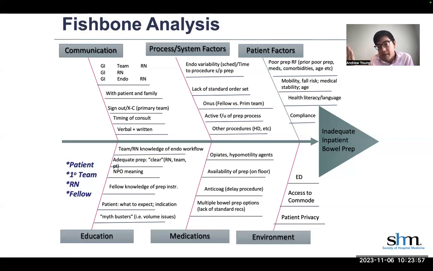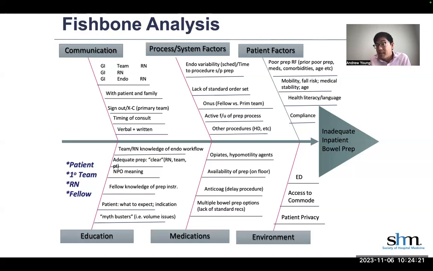Maybe there's some myths, right? Maybe there's some myths about volume issues with bowel prep. And then maybe there's some medication issues. Maybe the patients are on opiates, so they're not getting bowel prep because of that. Maybe the prep isn't available on the floor, and that's leading to delays in administration. Maybe the patient gets anticoagulation, and so that delays the procedure. So then the patient gets prepped when they're not actually getting the procedure.